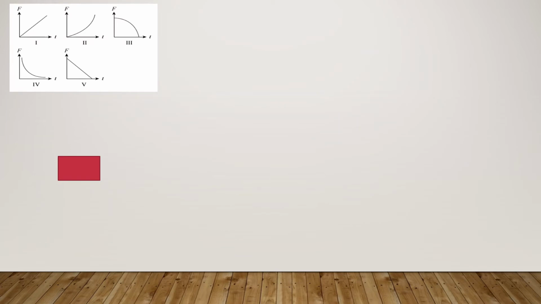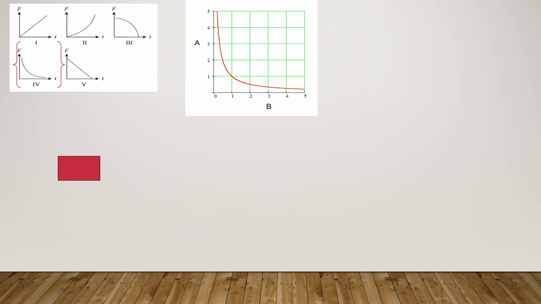I'm going to summarize everything that we took in this slide. Which one of these graphs represents an inverse operation? Which one do you think? Yeah, exactly. It's number 4. By the way, number 1 is a direct proportion because it's a straight line passing through the origin. Now let's look at this graph. A is inverse proportion to B.